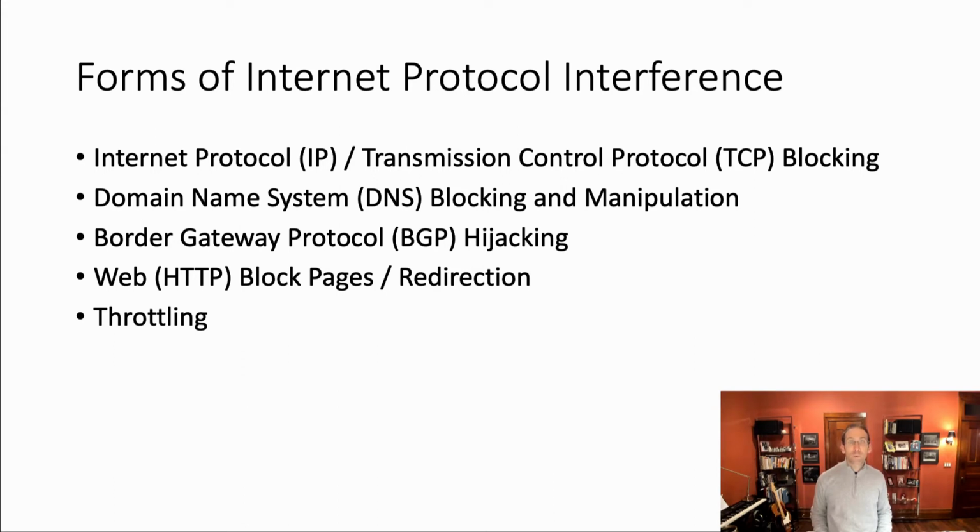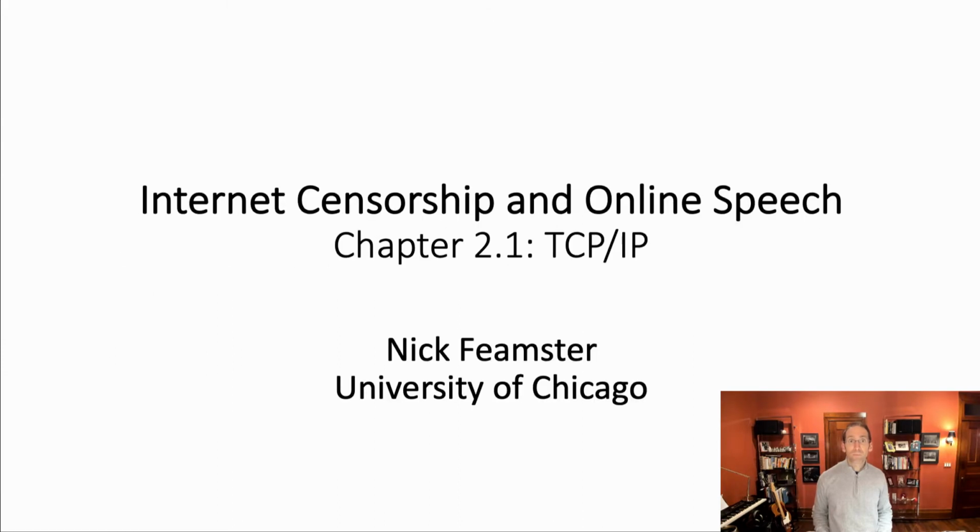They can interfere with the internet routes, the path that traffic takes from A to B on the internet, by performing an attack called BGP hijacking. They can block or redirect requests for web pages. And they can also perform a practice known as throttling, or slowing down the performance to specific internet sites or services.